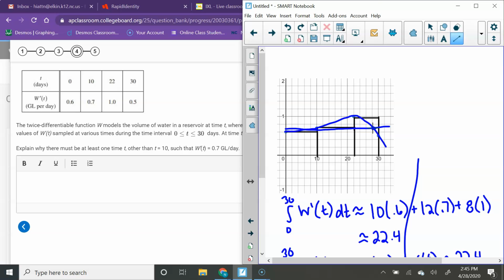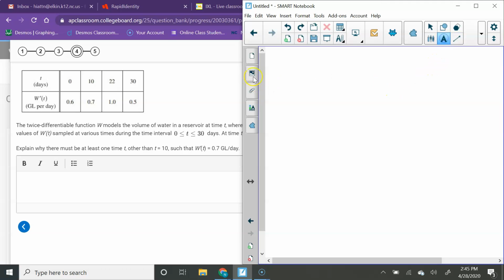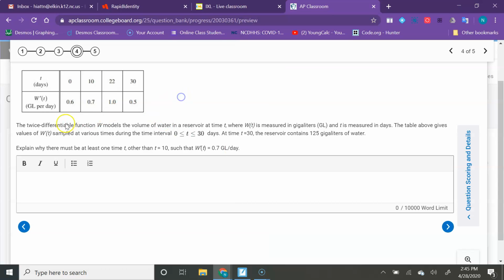Now, we have a theorem that they're looking for here, and that is the intermediate value theorem. It is important anytime you talk about any theorem that you tell when it applies, and for the intermediate value theorem to apply, the function has to be continuous. Now, this does not tell us that w prime is continuous, but it does say that this function is twice differentiable. So if this function is twice differentiable, that means it has a first and second derivative, which means that the first derivative is differentiable, and if the first derivative is differentiable, then it has to be continuous, because for something to be differentiable, it must be continuous first.